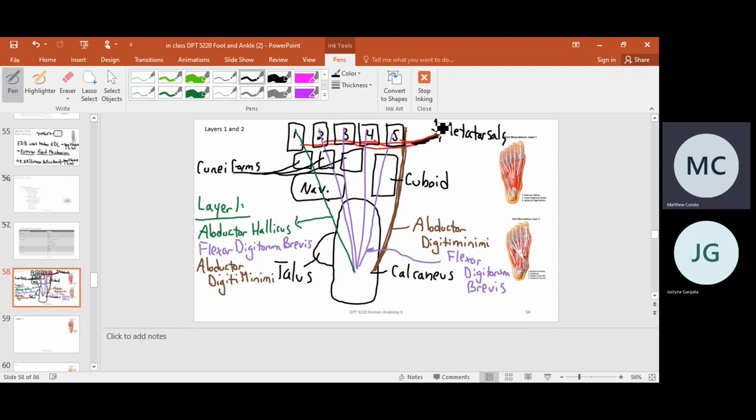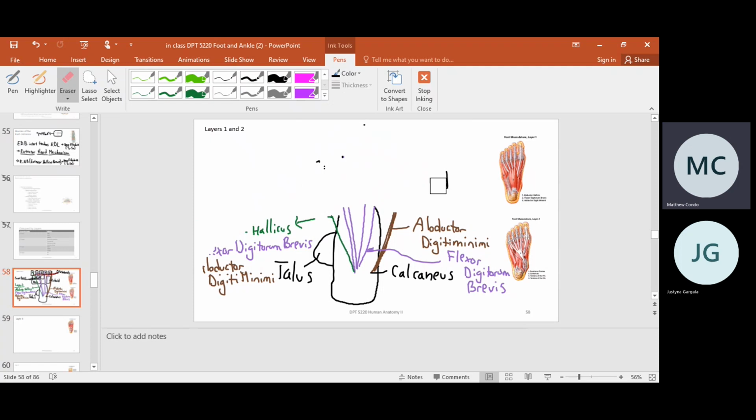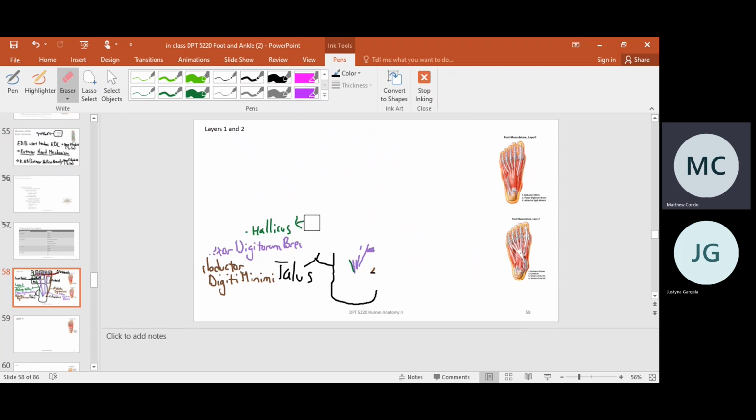Okay, any questions on layer 1? All right. We're going to redraw the foot again, and we're going to go on to layer 2. Layer 2 is even easier.